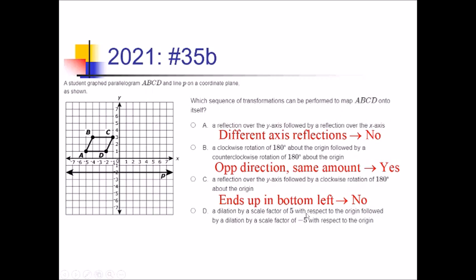And then this last one, a dilation by a factor of 5, followed by another dilation of -5. Multiplying by 5 and then multiplying by -5, those do not undo each other. If we were multiplying by 1/5, that would be a different story. But this ends up giving us a total dilation of -5, which results in just a bigger shape than we started with. So this is also a no, and we can confidently pick choice B.